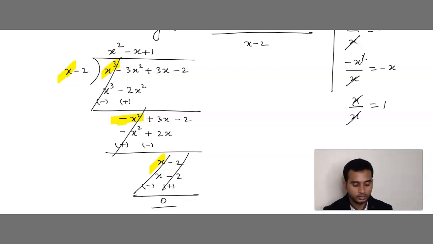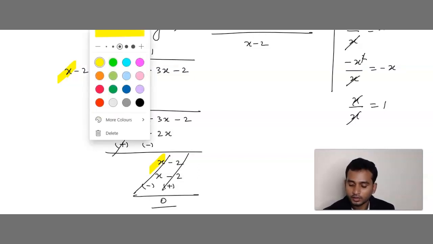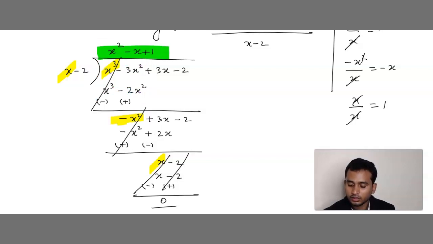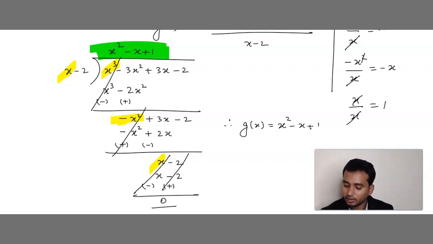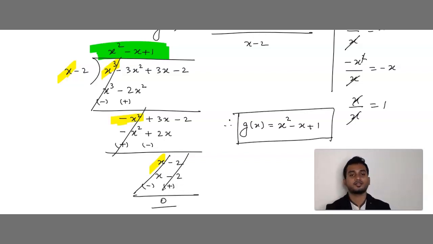Remainder is 0. So what is the g of x? We can see here, children. Can you see here? So this is our g of x. That is x square minus x plus 1. So therefore, g of x is equal to x square minus x plus 1. This is g of x.